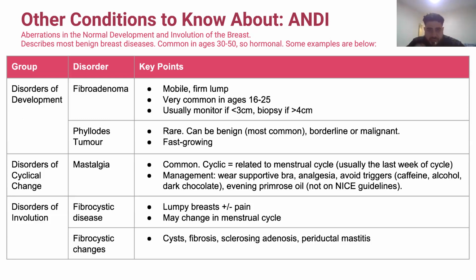And this is described as a mobile firm lump. Sometimes it's called a breast mouse, I think I was told. But basically, on examination, you'll feel a firm lump. It will be very motile under the skin, and the patient will typically be young. And this can be observed and just monitored if it's less than 3 centimeters. But if it's over 4 centimeters, you consider biopsying it because you may be a bit worried about something that isn't a benign lesion. And the phyllodes tumor, as I said, it's rare. It can be benign or it can be malignant, but it's typically a much faster growing lump in the breast.